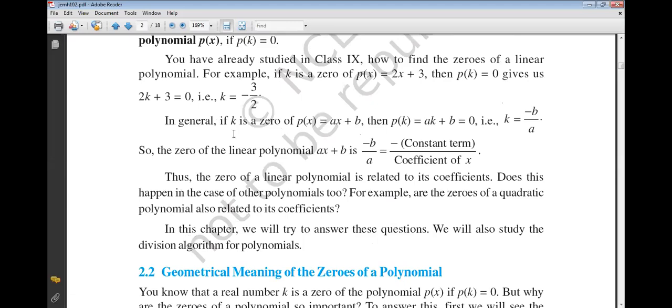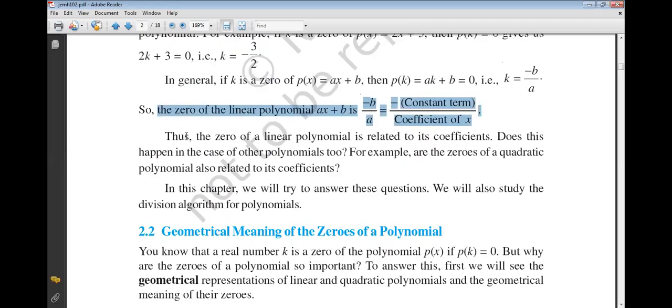One thing please understand, this is a very nice point. If k is a zero of a polynomial, see, ax plus b is the standard form of a linear polynomial. So the zero of a linear polynomial can be found directly also, with minus b by a. So the zero of the linear polynomial is minus b by a. Am I clear with it? Thus the zero of the linear polynomial is related to its coefficients. Am I clear with it?